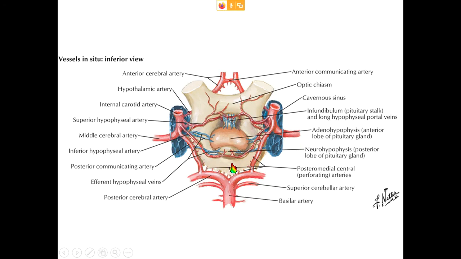So in the next class we are going to discuss the ventral aspect of the pons, the ventral aspect of the medulla oblongata, and the midbrain also, and then we are going deep into it, and then we are going to discuss the basal ganglia.